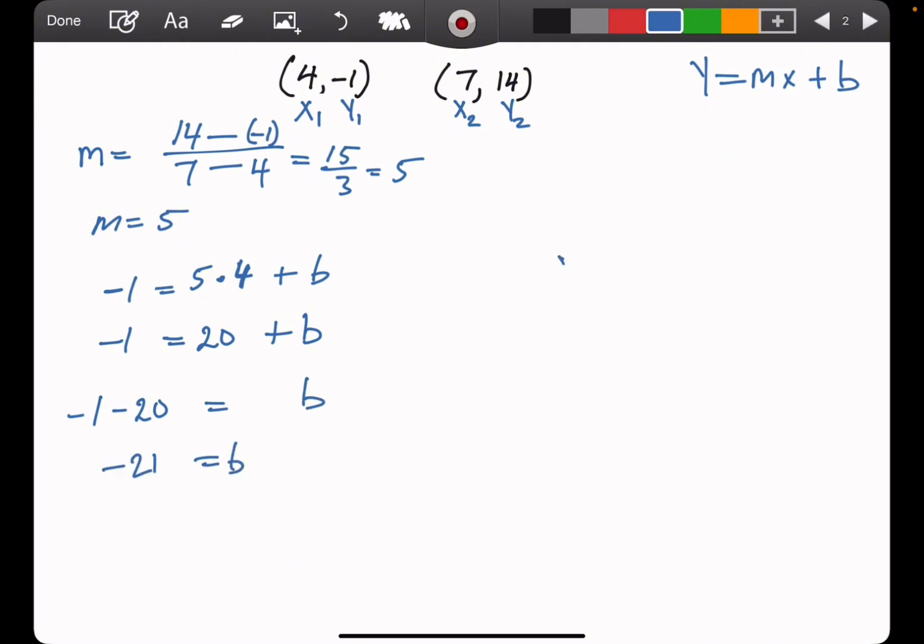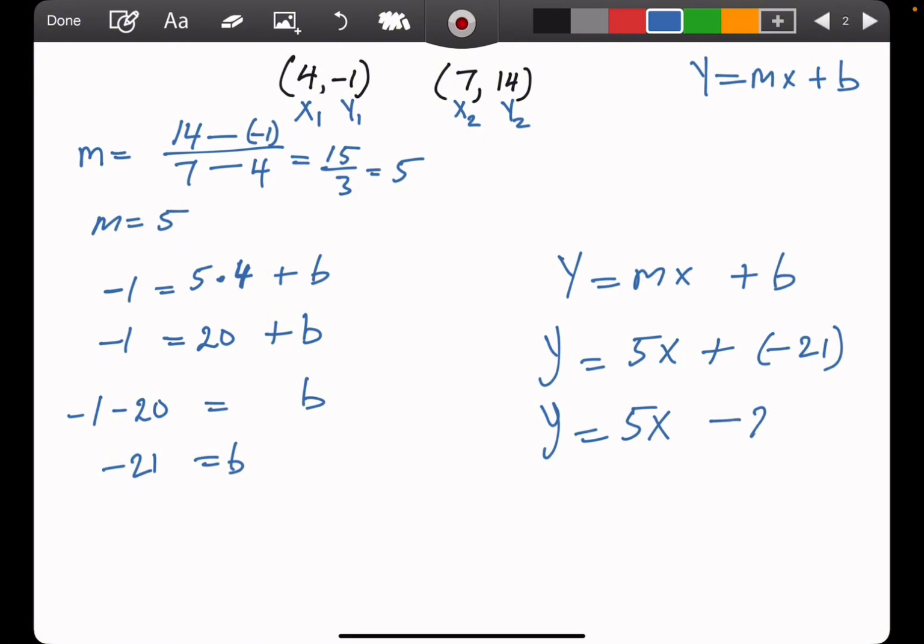Negative 21 is your b, right? Now let's go back again. Y equals mx plus b. So y equals, what is the slope again? 5x. And what is the b? Plus negative 21. You can just put negative 21, or write it as 5x minus 21, to make life easy.